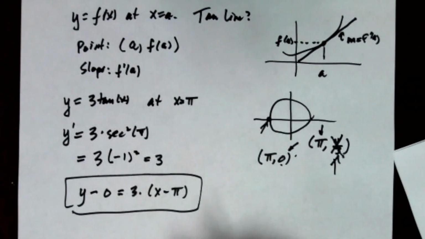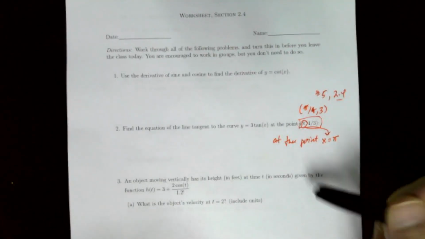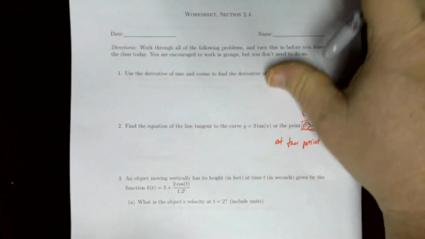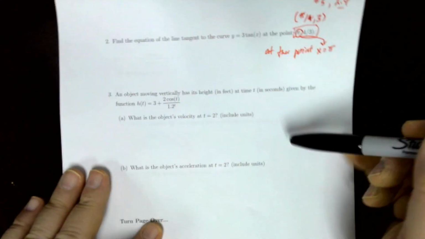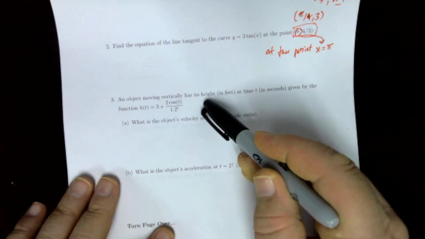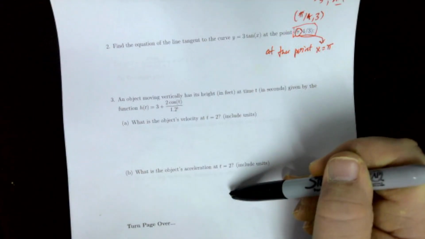Good. All right. So let's take a look at the other questions. I don't want the video to go too long, but let's just take a quick look at number 3. So you'll notice that I'm giving you a function of time, right? And we're told that this is a displacement function. And so the derivative is going to be the velocity, and the second derivative is the acceleration.